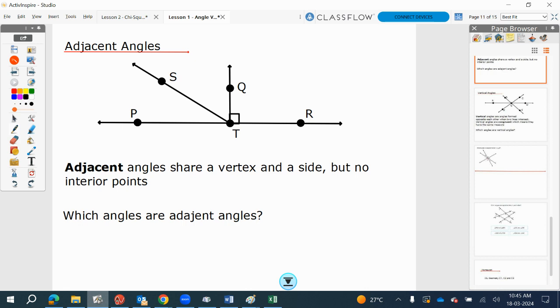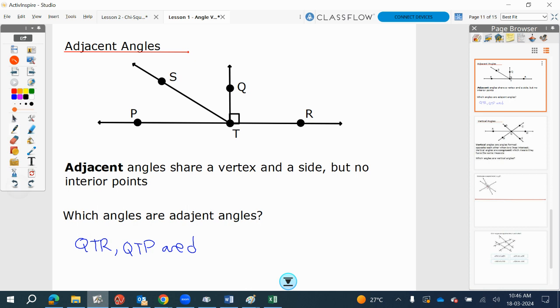Can we see an example of two adjacent angles here? QTR. Another one? QTP. That'll do. These are adjacent. How have I spelled adjacent then? Adjacent.